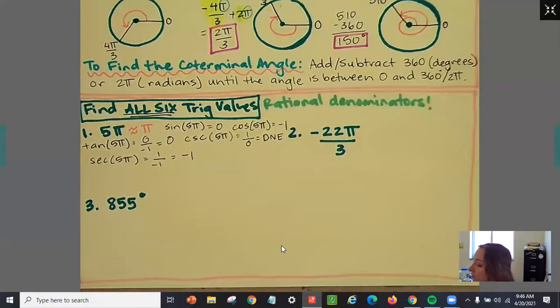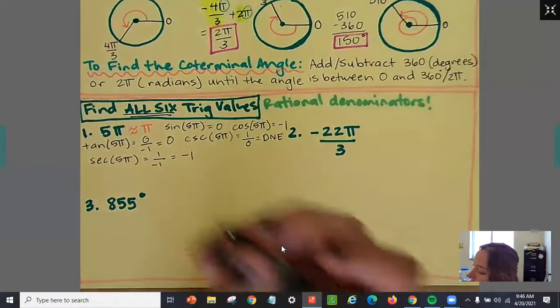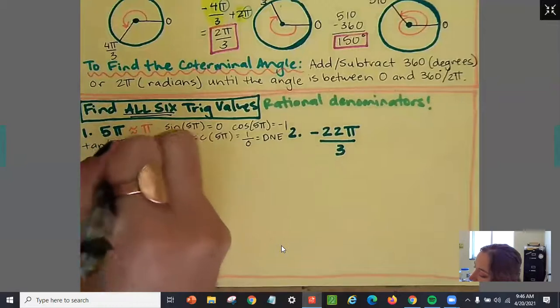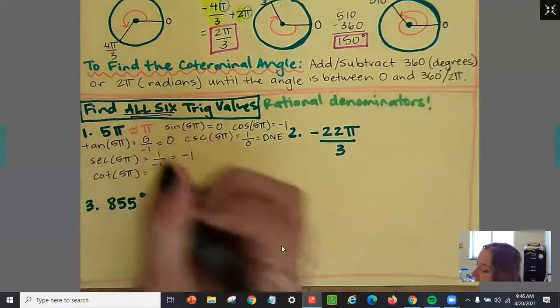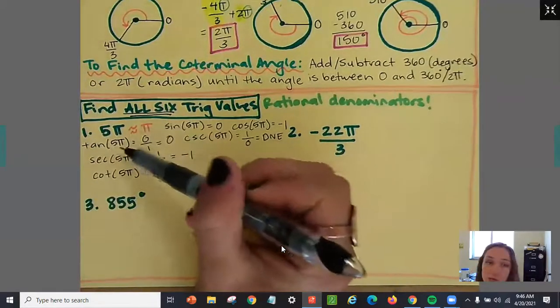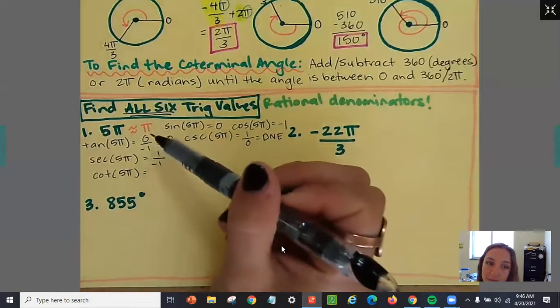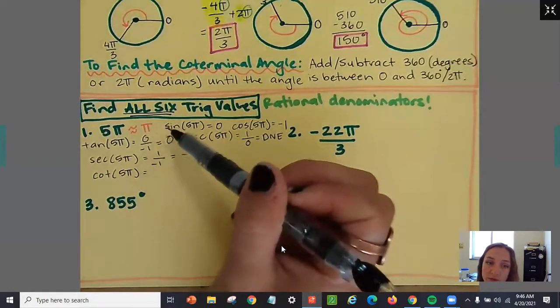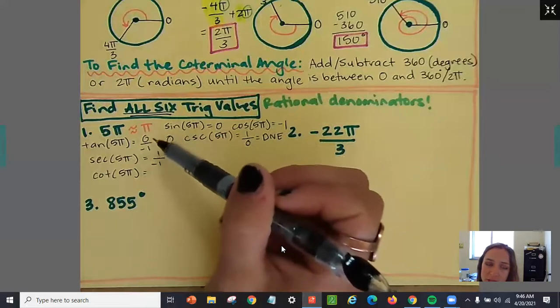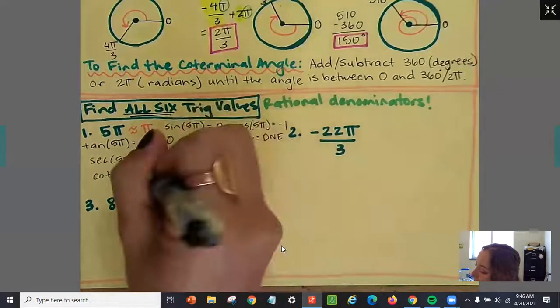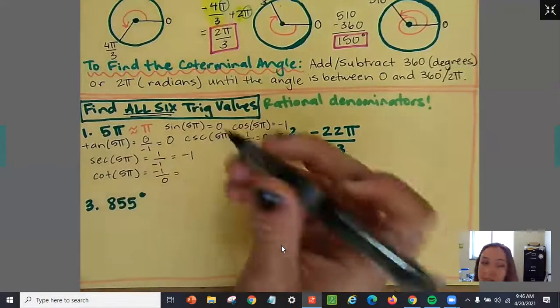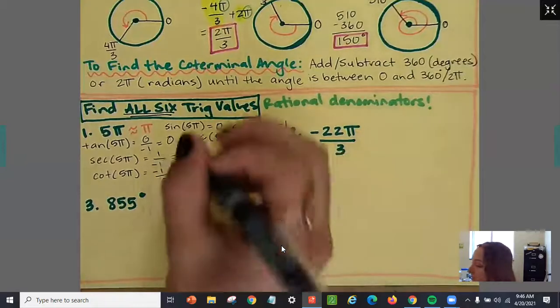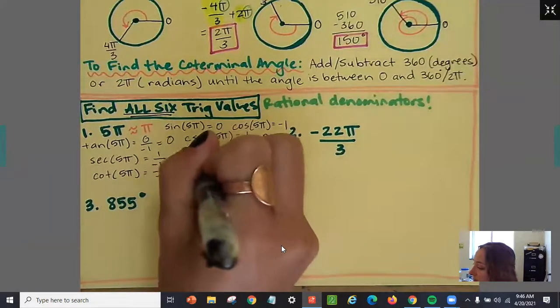All right, and then the very last one that we're going to work with is cotangent. So let's do cotangent of 5 pi. It's going to be the reciprocal of tangent. So for tangent, we had 0 over -1. We can do the reciprocal of that, but let's just do it this way. So it's going to be -1 divided by 0. And since anything divided by 0 does not exist, then this does not exist.